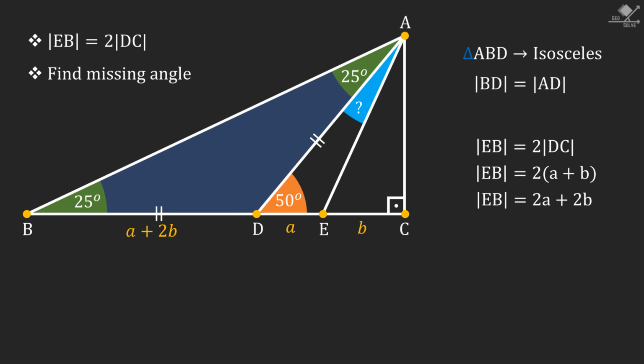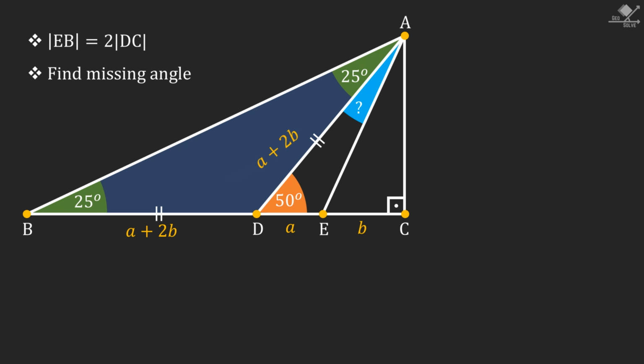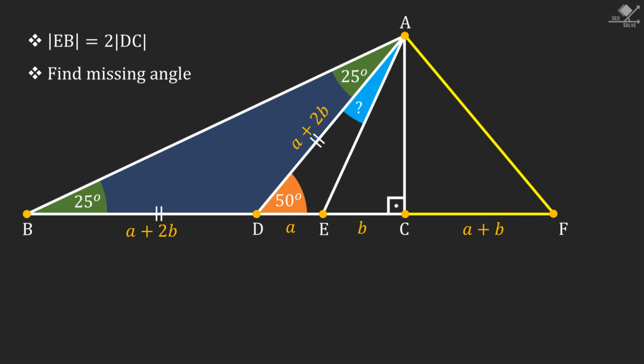We already know that line segment AD is equal to line segment BD. So let's write that on the diagram also. Now here comes the tricky part of the question. Let's extend the bottom line for another A plus B units and connect point F and point A. Now focus on this triangle we just created. And notice that the height of this triangle bisects the base into two A plus B unit line segments.